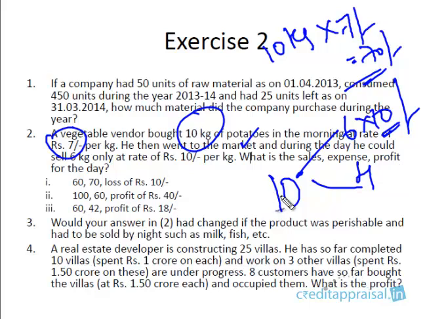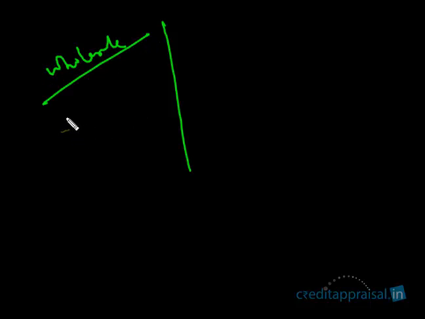What is the profit for this day? You have to say what is the sales, what is the expense, and what is the profit, right? So what is the scenario? The farmer in the morning went to the wholesale market, right? And he purchased 10 kgs of potatoes at the rate of 7 per kg. So he purchased 70 rupees worth of potatoes.